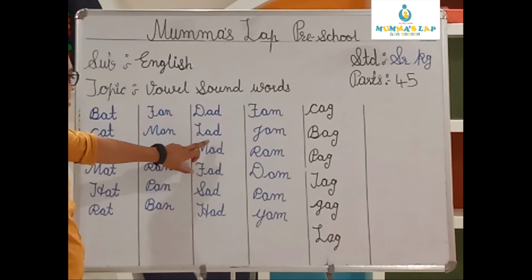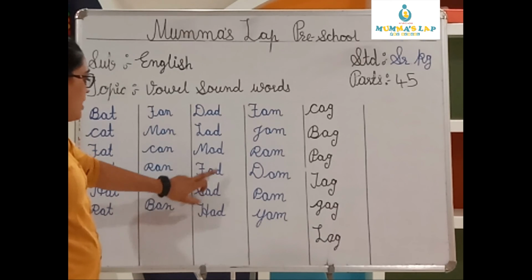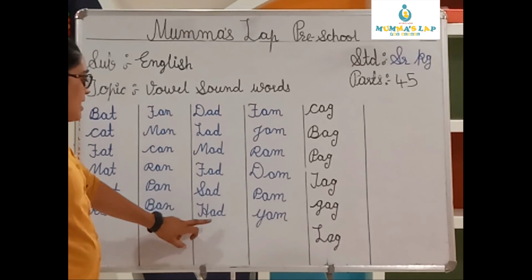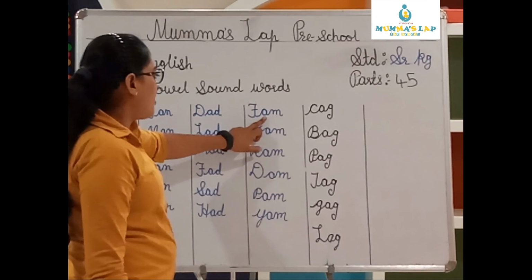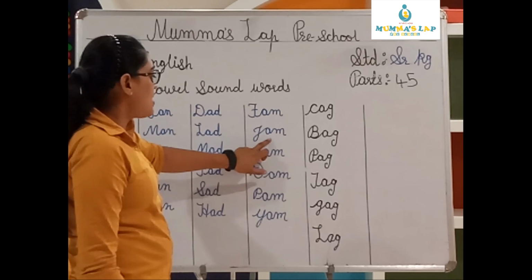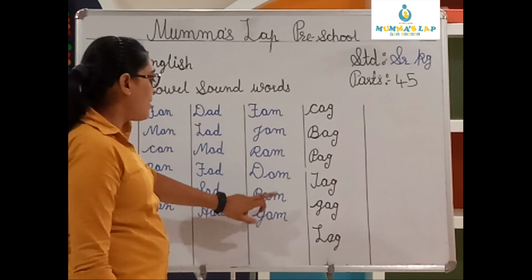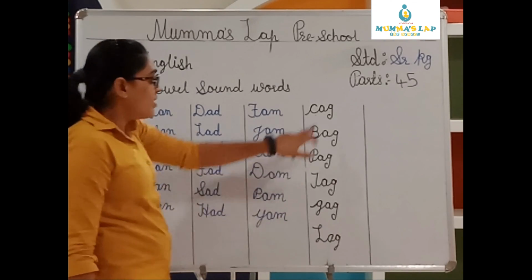D, A, D, dad. L, A, D, lad. M, A, D, mad. F, A, D, fad. S, A, D, sad. H, A, D, had. F, A, M, fam. J, A, M, jam. R, A, M, ram. D, A, M, dam. P, A, M, pam. Y, A, M, yam.